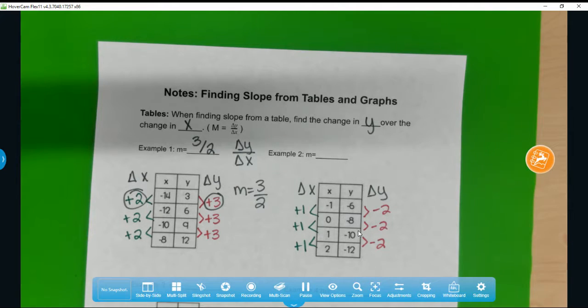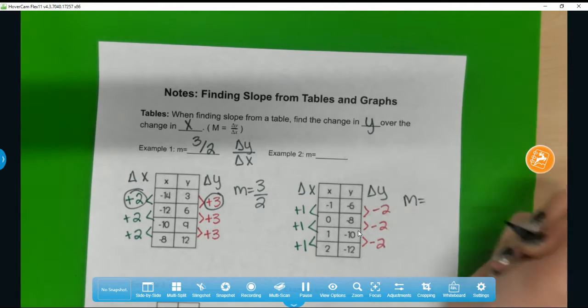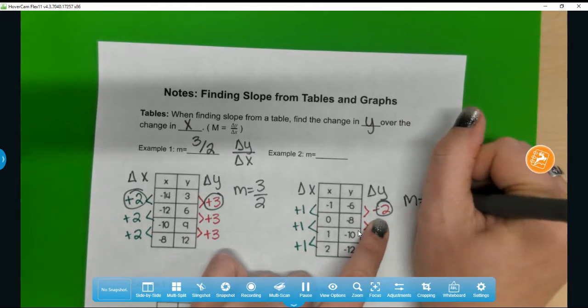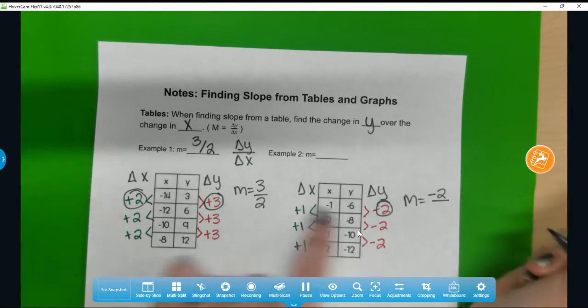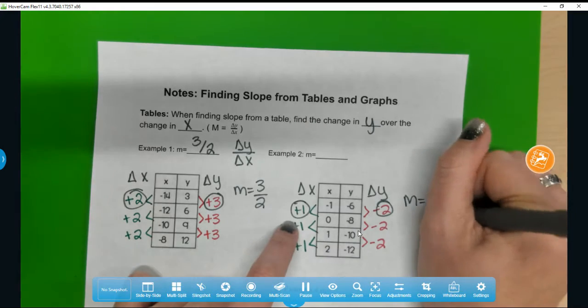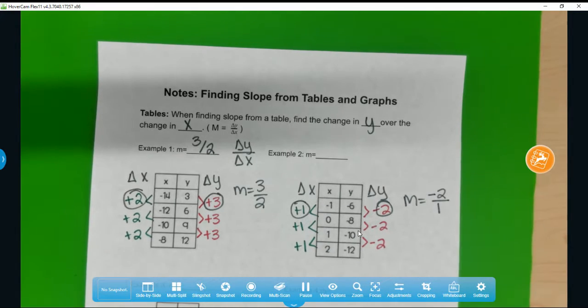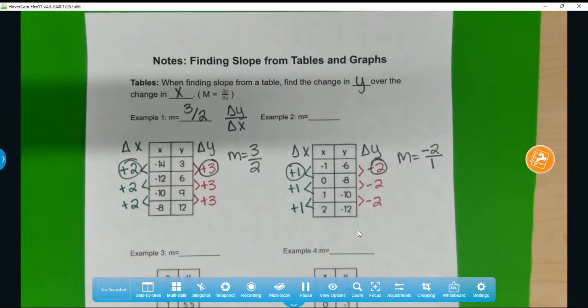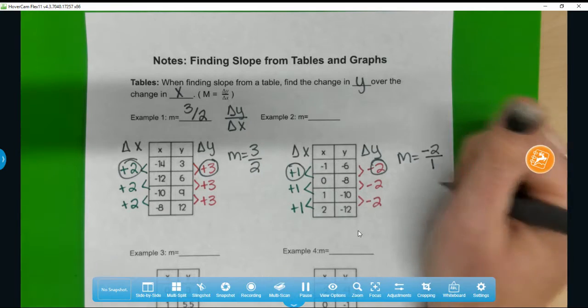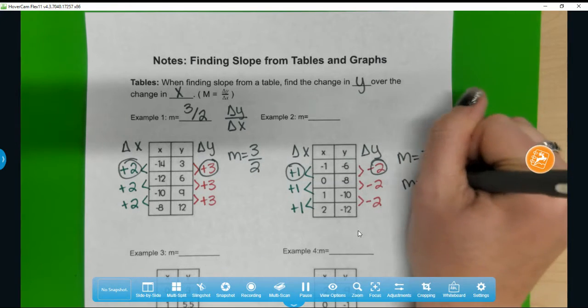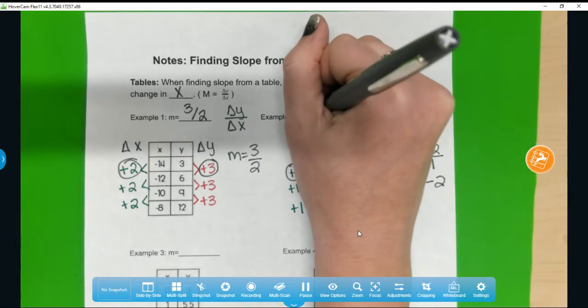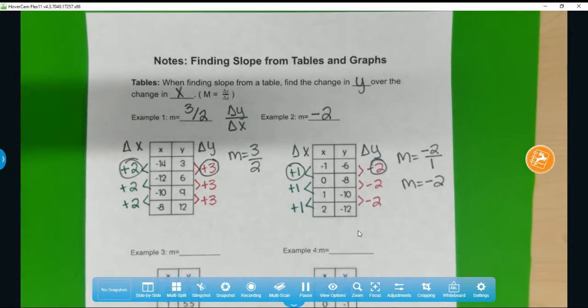Okay, so I'm going to put the change in y, so the negative 2, over the change in x, so positive 1. Remember, when I have a fraction, I need to reduce it. Negative 2 over 1 is the same thing as negative 2. So our slope is negative 2.